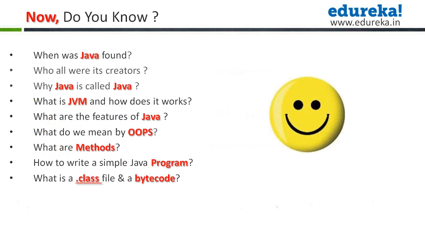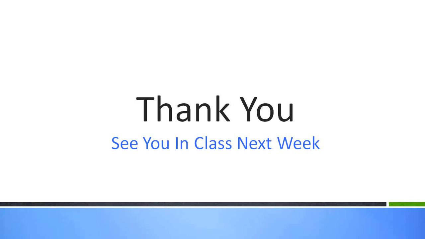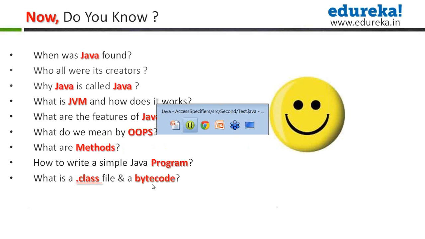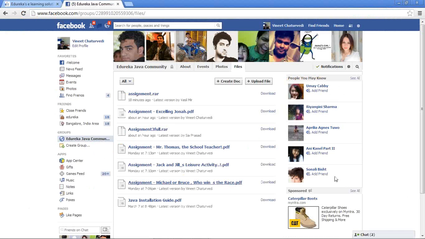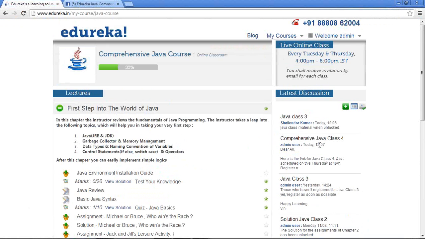Okay then. Now, I guess you all have got the answers to each and every question right here. That is JVM, OOPS, Java, methods, simple Java program, the dot class file, and the bytecodes. Is that so? Please write down on the chat window. Okay, that's good. This was the final slide, but before that I'd like to show you certain details regarding the course.